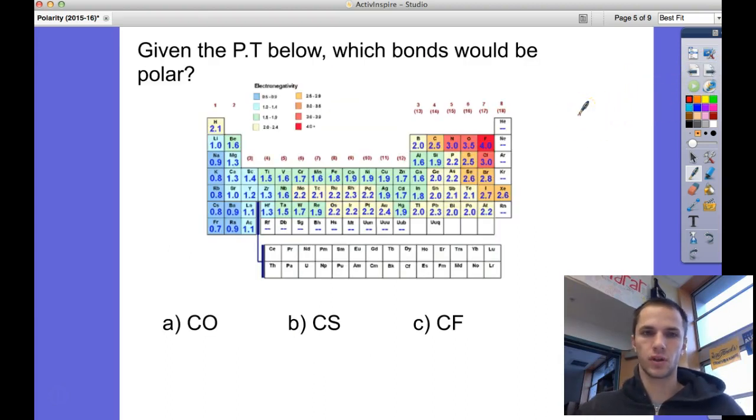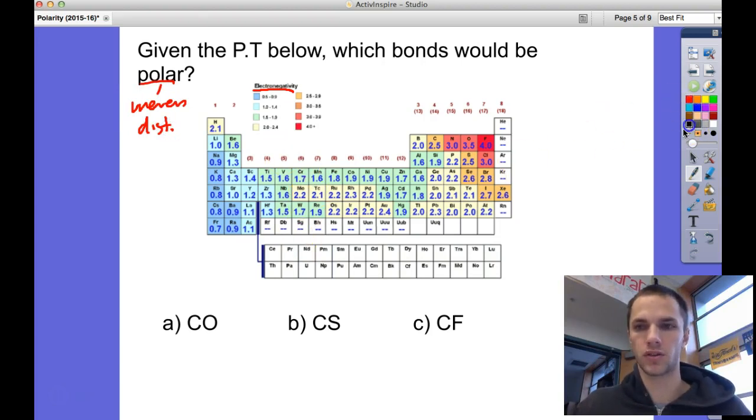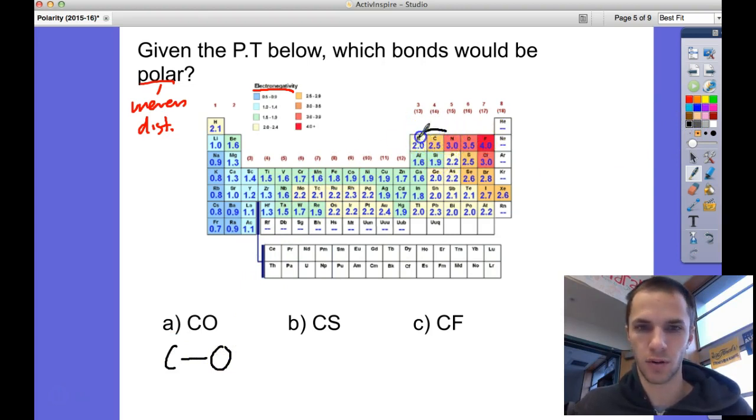So first, let's do a quick check. Given the periodic table below, which shows electronegativity values, which bonds would be considered polar? Okay, so polar means uneven distribution of charge. So which bonds would be polar? Okay, so first let's talk about CO. Doesn't matter if it's a single, double, or triple. Let's find the electronegativity values. First, for carbon it's 2.5, and for oxygen it's 3.5.